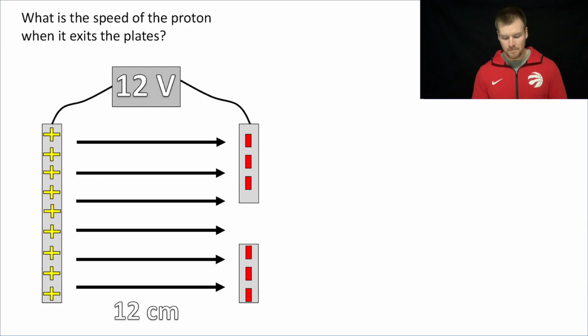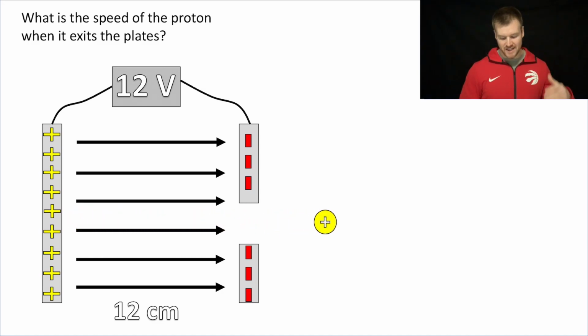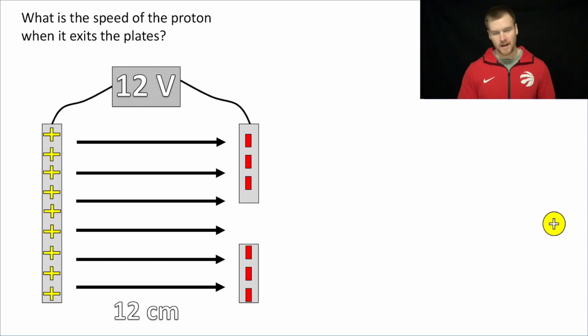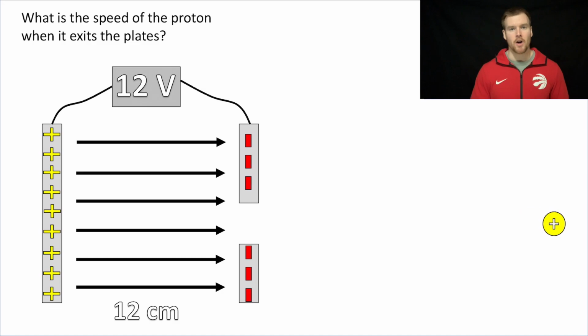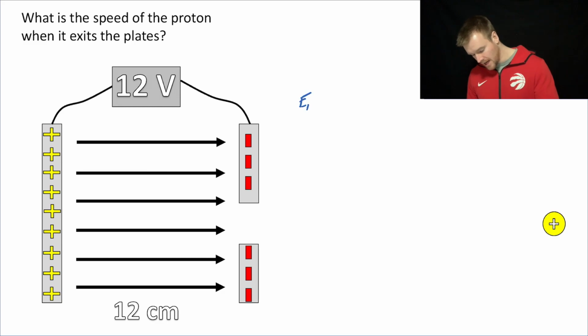So let's look at an example that says, what is the speed of the proton when it exits the plate? So I'm going to start with a proton. It's supposed to be all the way up to basically right on that positively charged plate. It's going to leave and it's going to fire out of this kind of like a gun shooting this proton. So we want to figure out how fast it's going to go. So what we have to relate its energy in between those plates to its speed is relating its potential energy to its kinetic. So let's start by saying that our EI is equal to our EF.